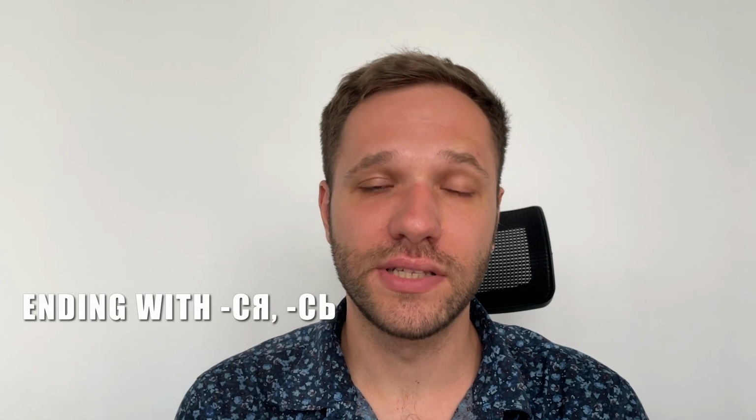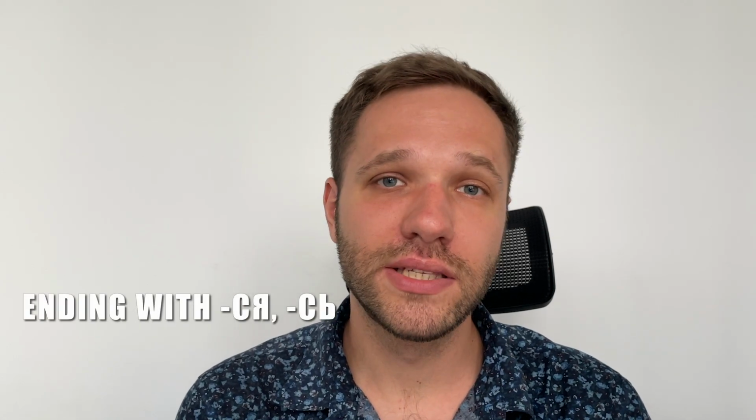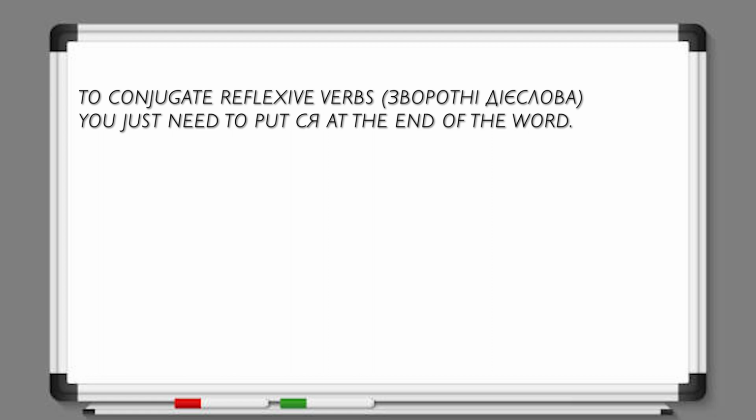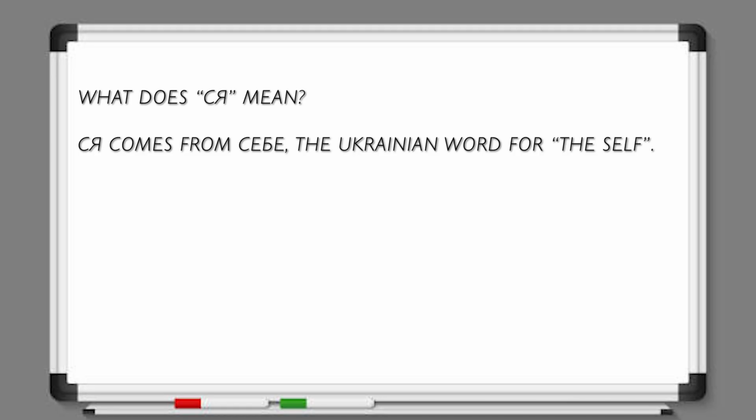Reflexive verbs in Ukrainian are easy to recognize. They all end with the suffix ся or с after the infinitive. For example, митися, боятися, or кататись. The reflexive form is quite common in Ukrainian. The majority of verbs have it. To conjugate reflexive verbs, you just need to put ся at the end of the word. What does ся mean? Ся comes from себе, the Ukrainian word for the self.